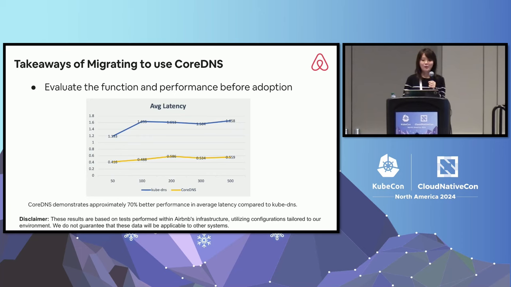Here are some takeaways I'd like to share that can probably help folks who are going to migrate to CoreDNS. First is to evaluate the function and performance before adoption. In our evaluation, we found that we can get around a 70% performance improvement in average DNS request latency, which elevated our confidence in integrating CoreDNS into our platform.